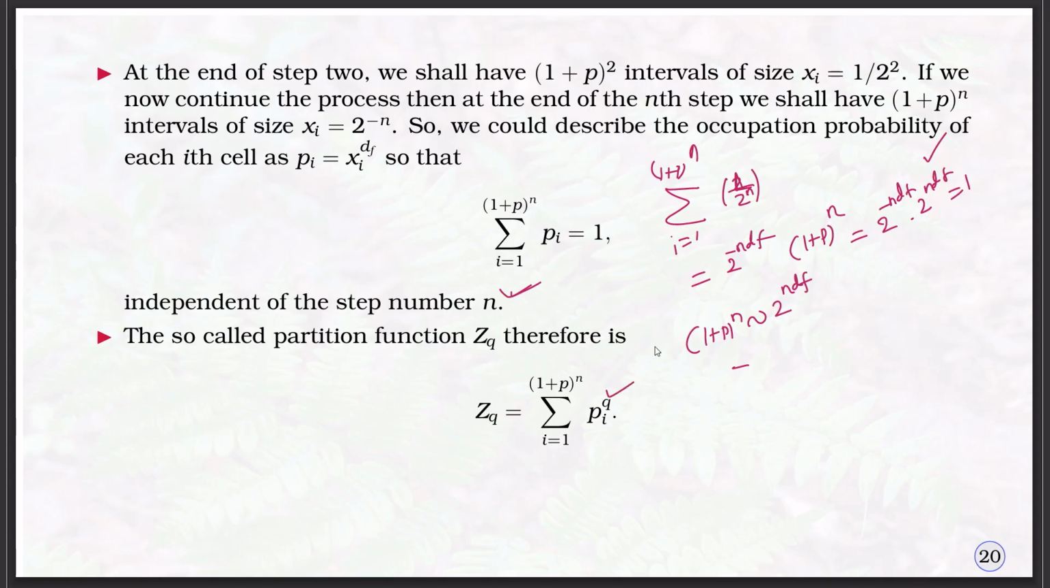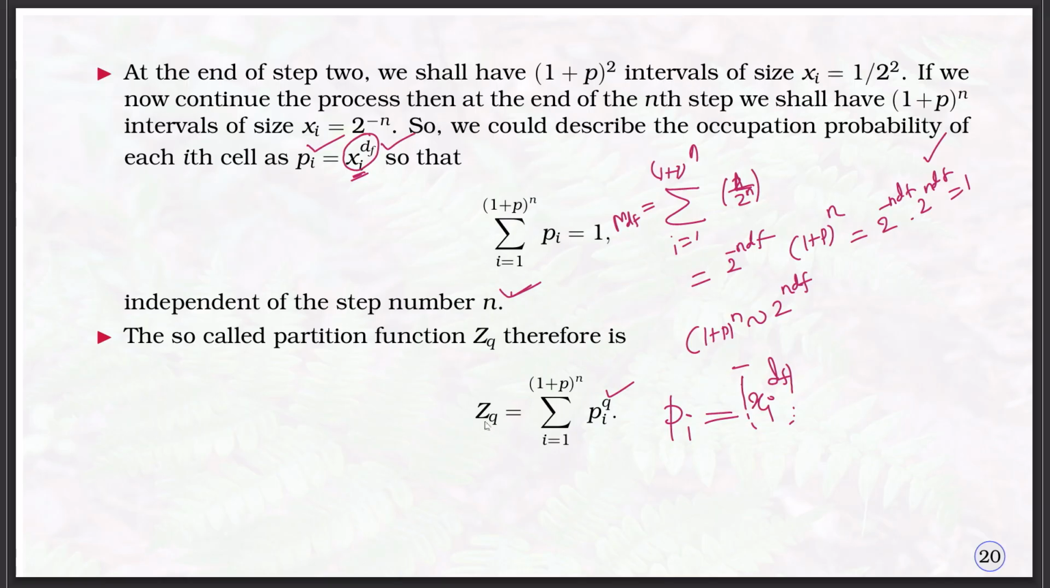Now pi we define as xi power df. Here we are finding the dfth moment, which is equal to 1. This df value we are raising to the power of each of its sizes. xi is the size of the interval, and each interval has the size 1 by 2 power n. Raising it to the power df, we make it a probability, because the total probability is 1. The measure pi is defined like this: pi equal to xi power df.